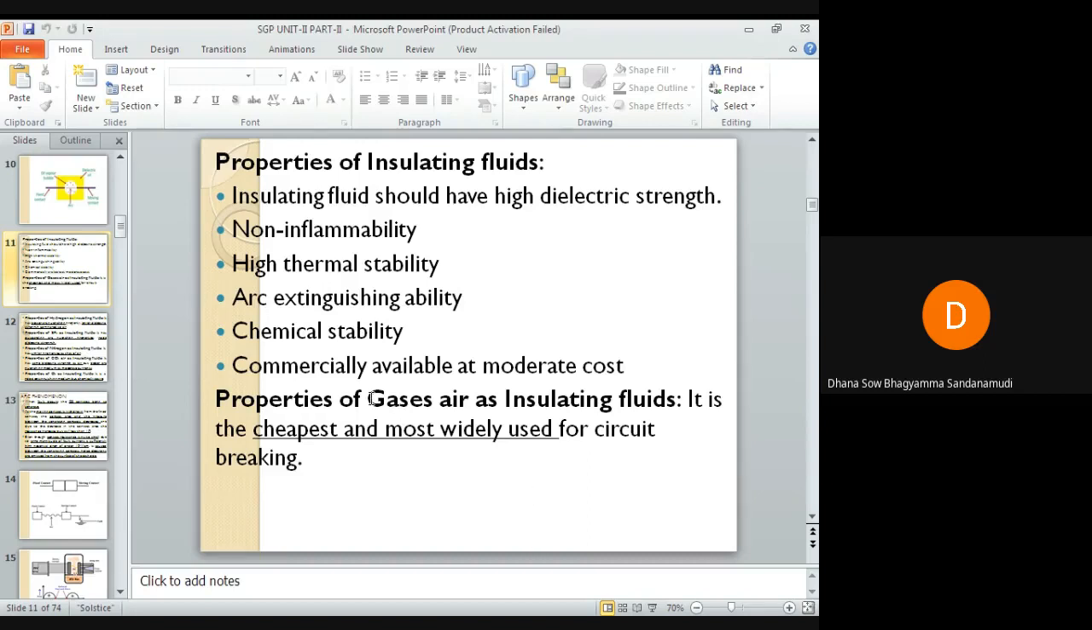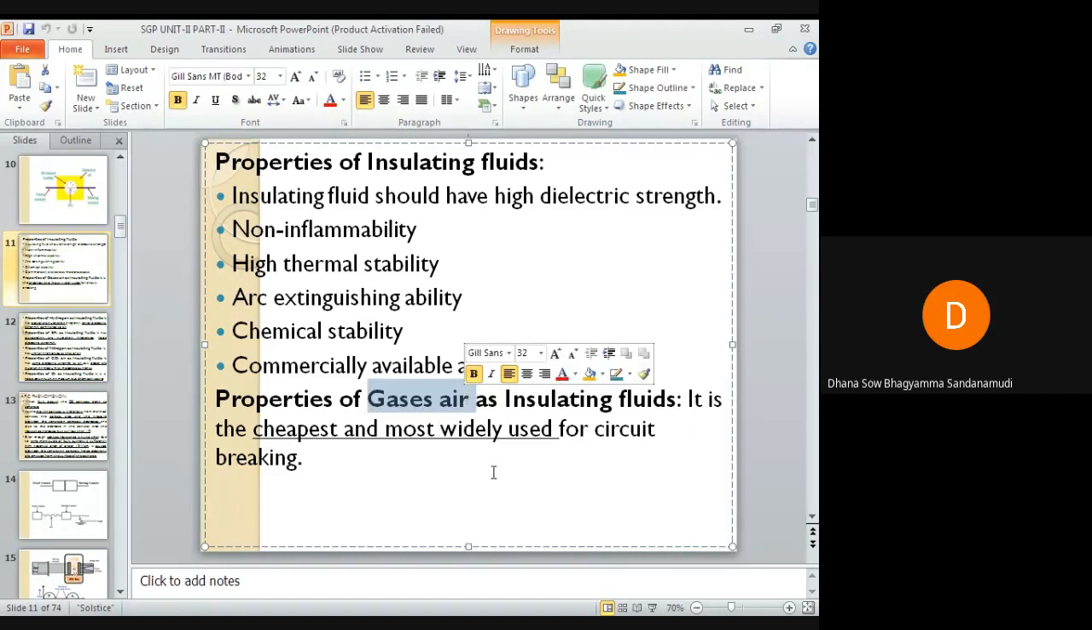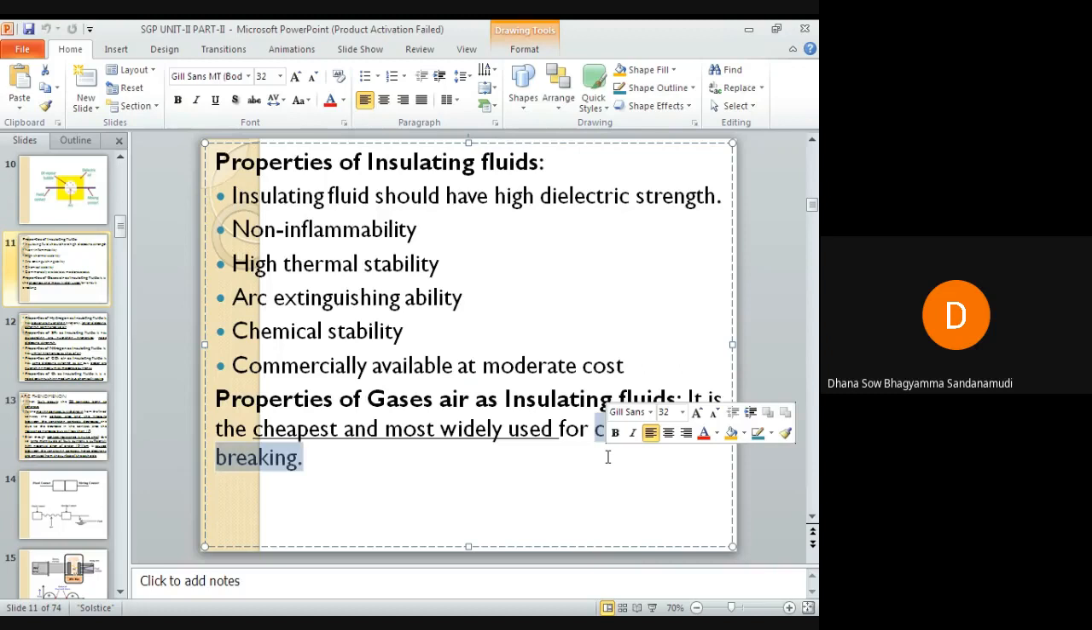If I consider gaseous air, it is the cheapest and most widely used for circuit breaking. Whenever I say circuit breaking, it means interrupting the arc, or quenching the arc. So for quenching the arc, the cheapest and most widely used insulating medium is gaseous air.